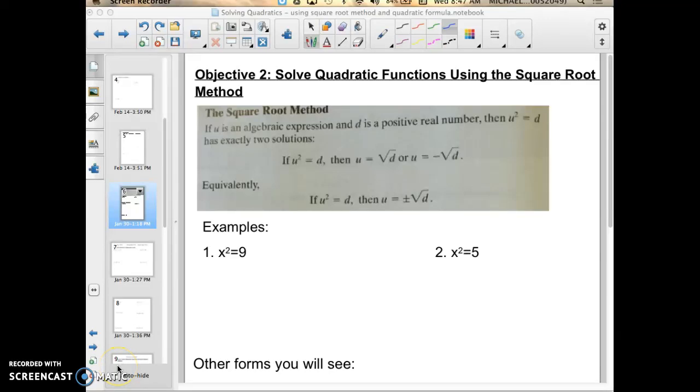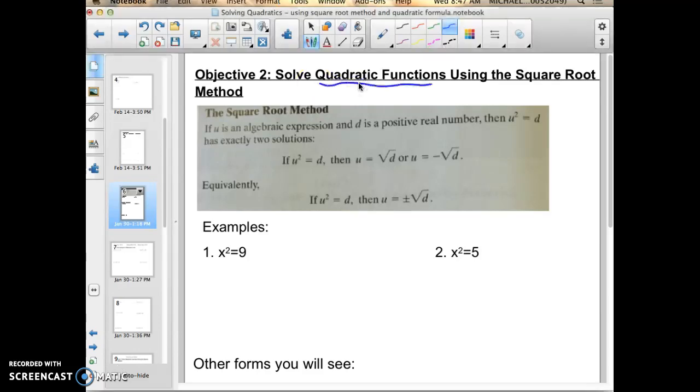Objective 2 in part 2 is moving into solving quadratic functions using the square root method. In Objective 1 we practiced reducing radicals, or simplifying square roots, and that skill is very necessary to master before you can enter into this process. From this video on, we're going to be talking about different ways to solve quadratic functions. This whole Module 3 is about solving quadratic functions.